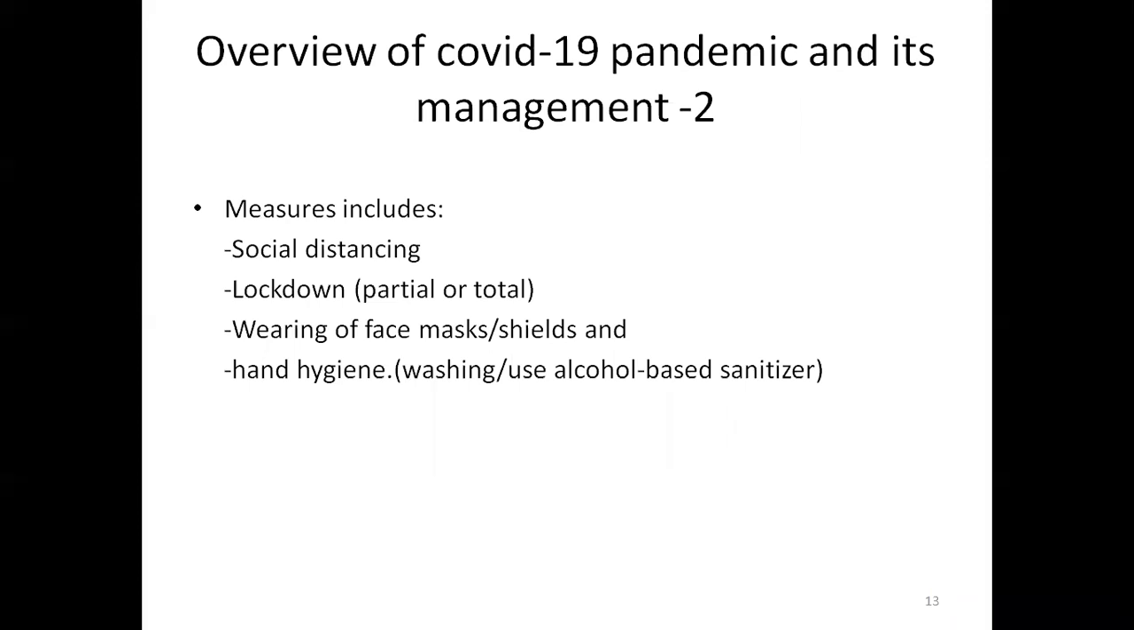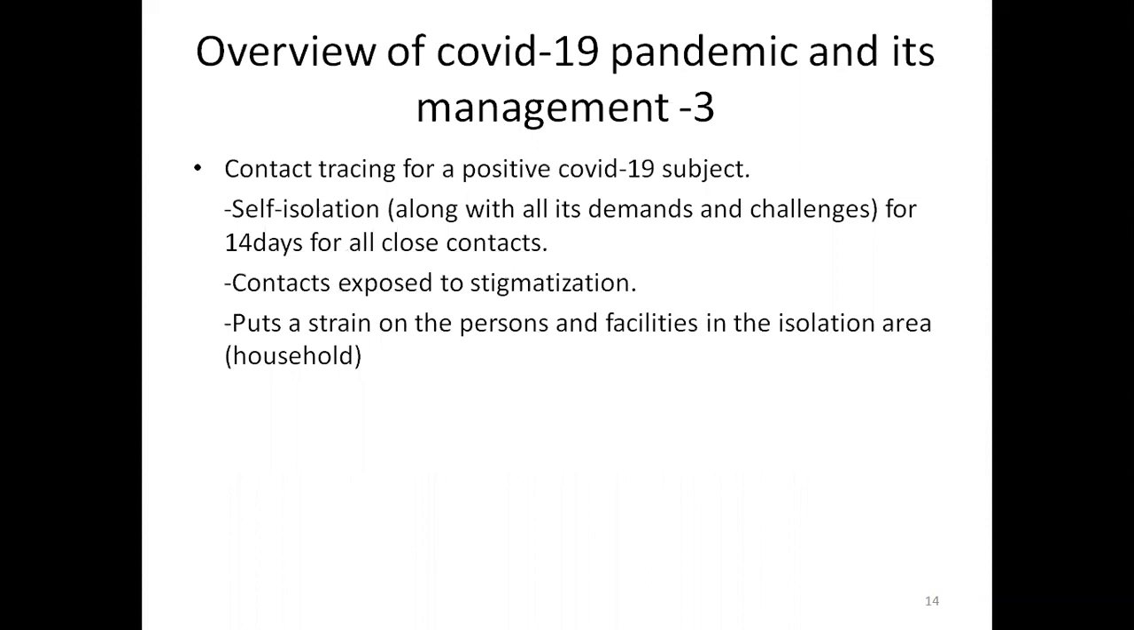So some of the measures include social distancing, the lockdown period, which could be partial or total, wearing of face masks or face shields, then hand hygiene by washing or use of alcohol-based sanitizer. Then in the case of a positive subject, contact tracing involves self-isolation of this patient for 14 days or more. Then contacts exposed to stigmatization. Then this contact tracing puts a strain on the persons and the facilities in the isolation period.